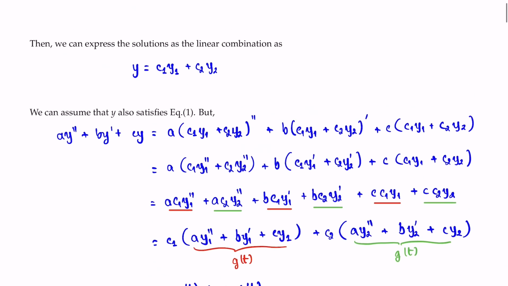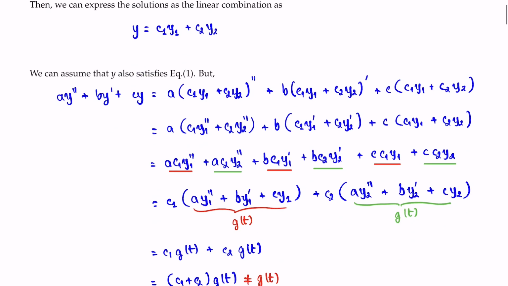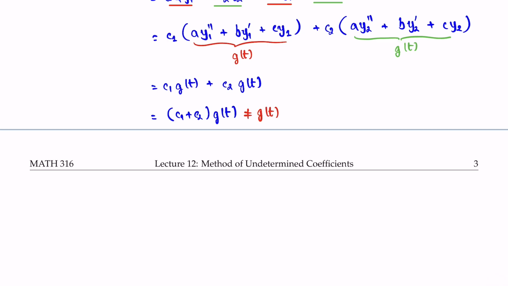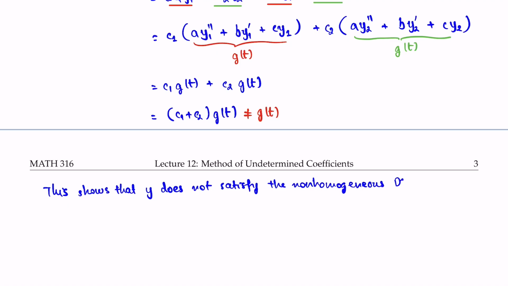So that means that the assumption we made, that the general solution is a linear combination of y1 and y2, is no longer valid. So let me claim that here. So this shows that y does not satisfy the non-homogeneous differential equation. Thus, we need to look at a different approach.